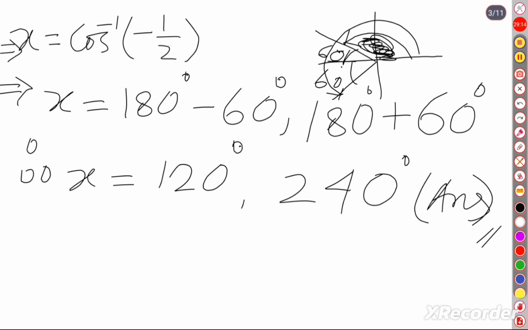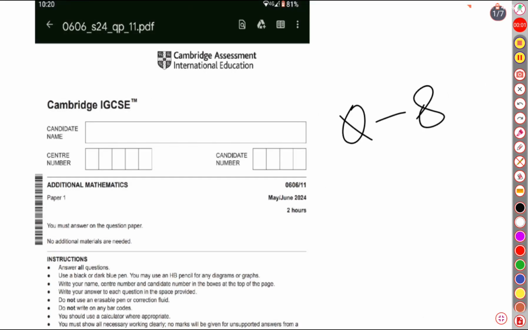So let's move on to one more solution, so that it makes you well. Let us solve one more problem. This question belongs to paper 060611, May June 2024 session. Well, so let's move on to question number 8. We are going to solve question number 8.